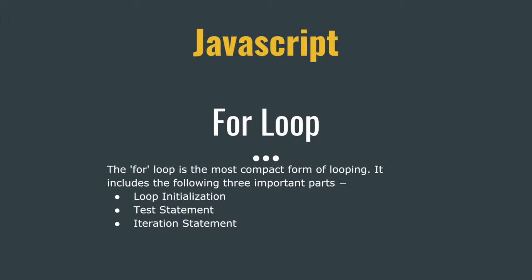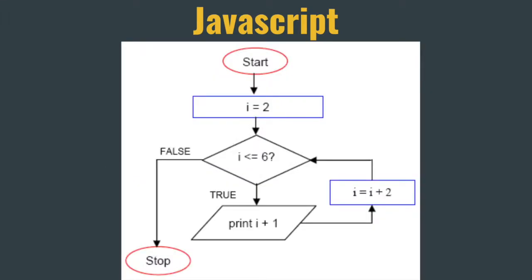The initialization statement is executed before the loop begins. The second thing is the test statement, which tests whether a given condition is true or not. If the condition is true, then the code inside the loop will be executed. Otherwise, control will come out of the loop. Let me show you in this diagram. So this is the start.